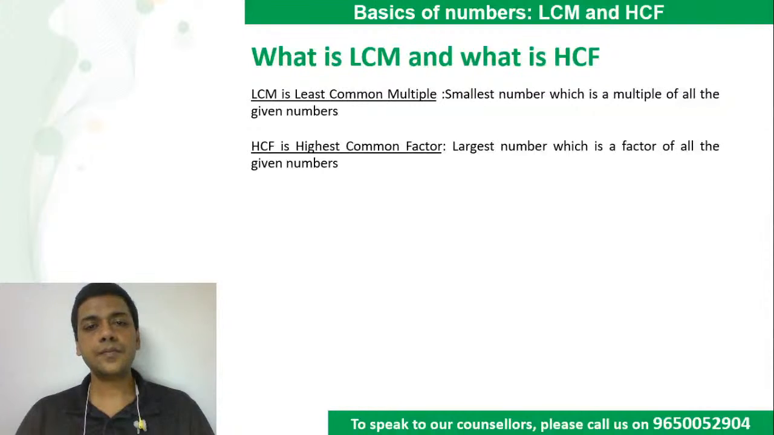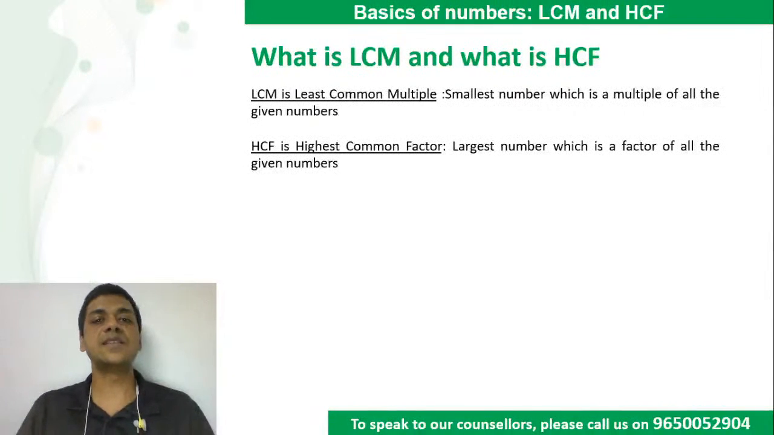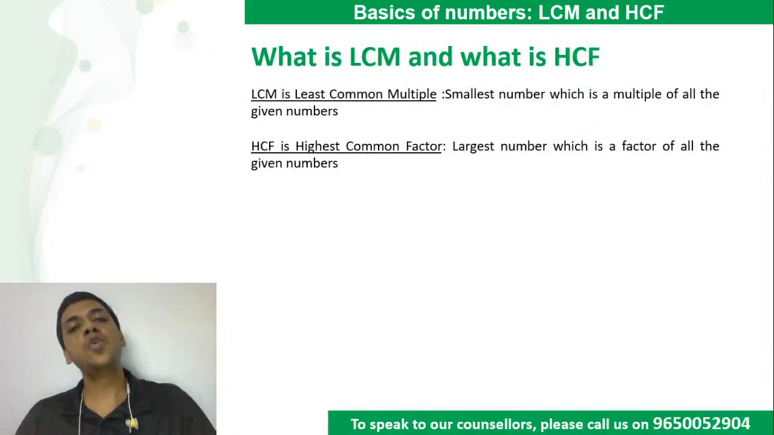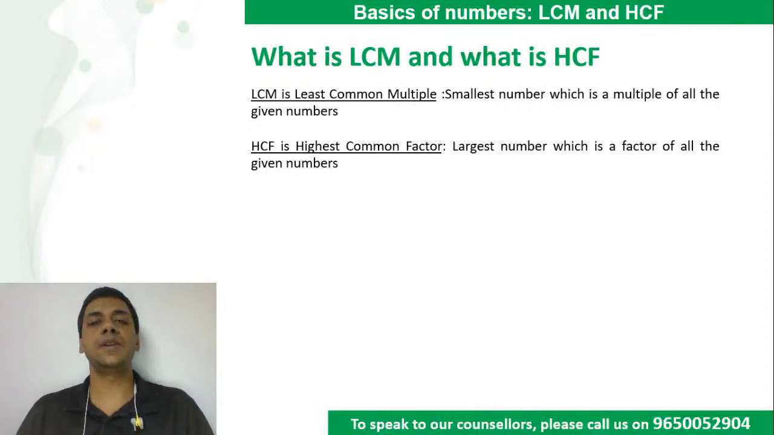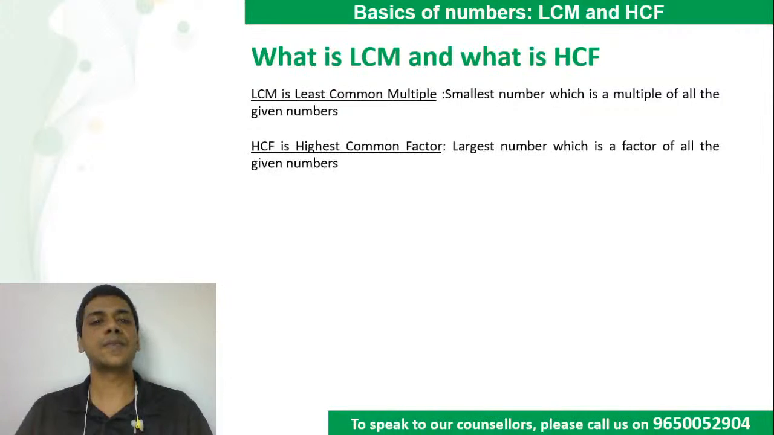Similarly, HCF is the highest common factor. Each and every number will have a certain number of factors. The largest number which is a common factor of all the given numbers is the HCF. By the name itself, it says highest common factor. LCM means lowest common multiple or least common multiple. So the smallest number which is a multiple is the LCM, and the highest number which is a factor of all the given numbers is the HCF.